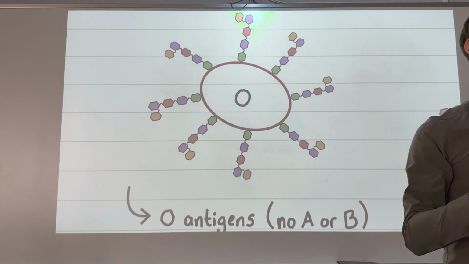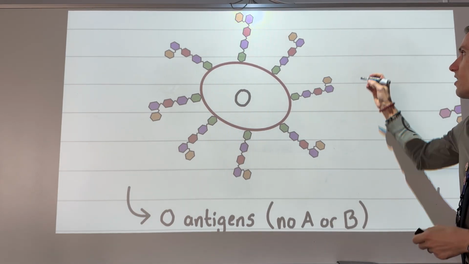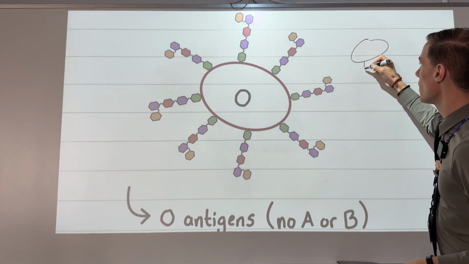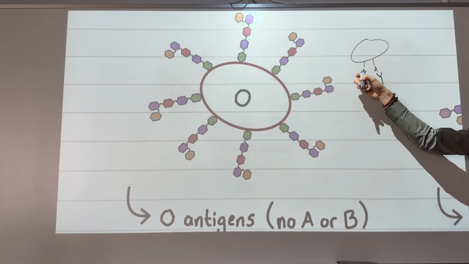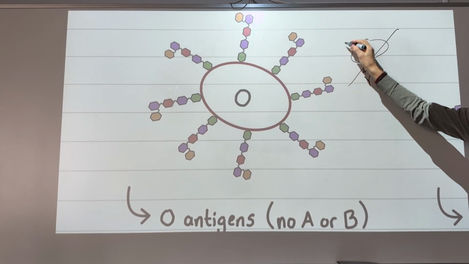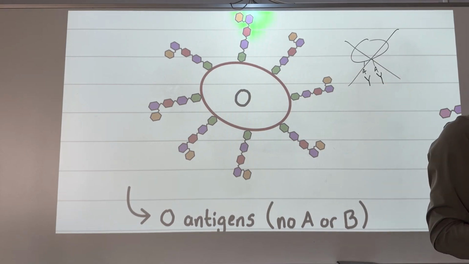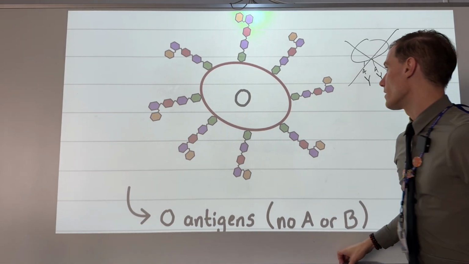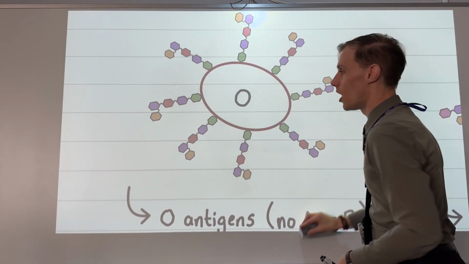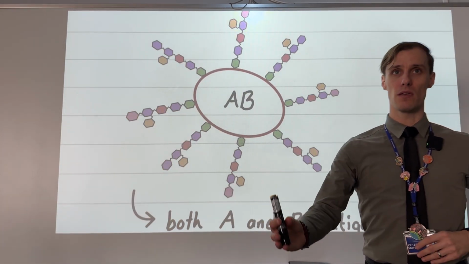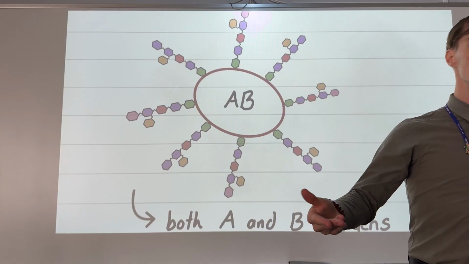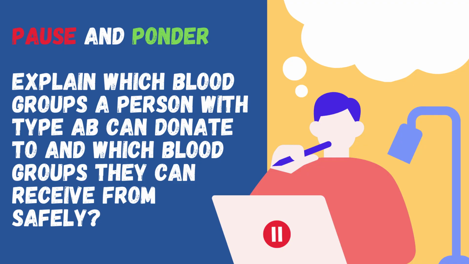If it received from any other blood group, if let's say someone with type A wanted to donate, it will produce antibodies that will identify that as foreign and destroy it. The same thing with B, the same thing with AB. Now let's look at the converse scenario. If an individual is type AB, who can they donate to? Who can they receive from?